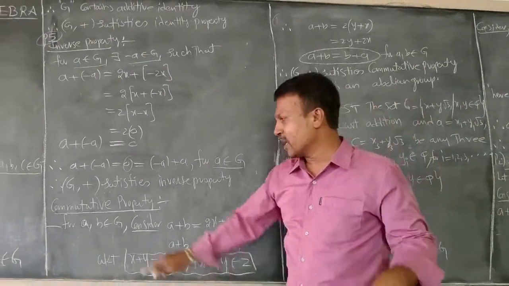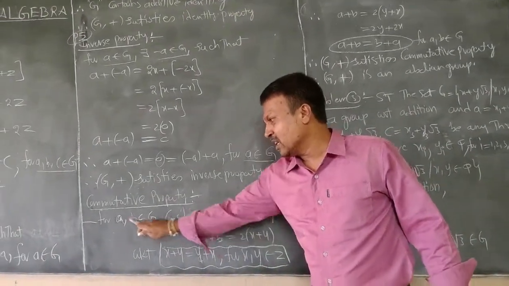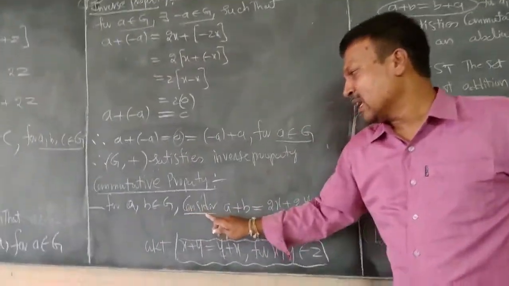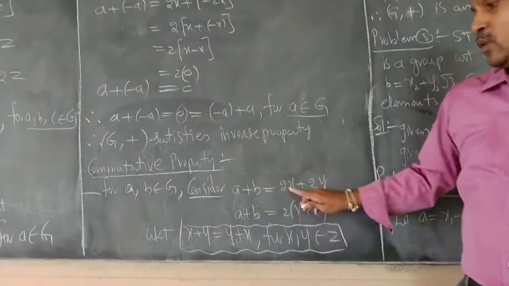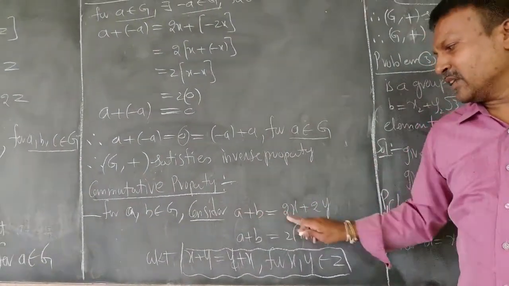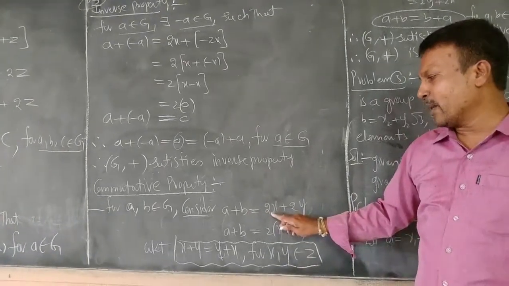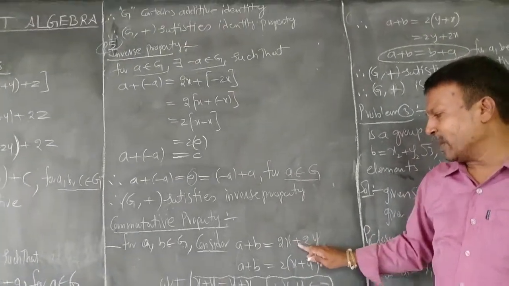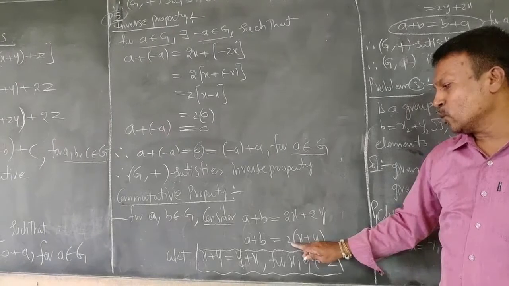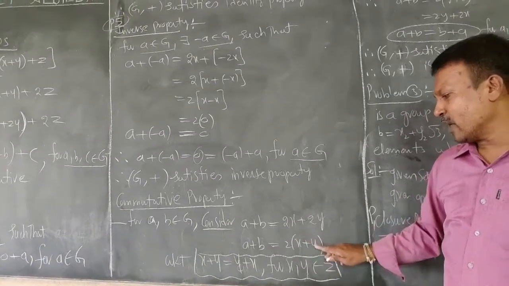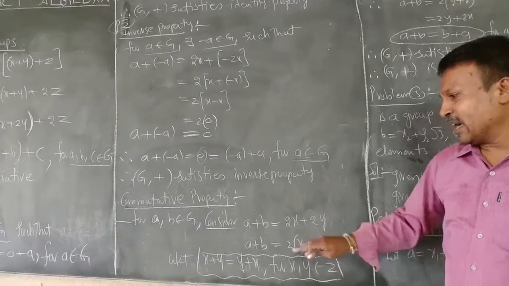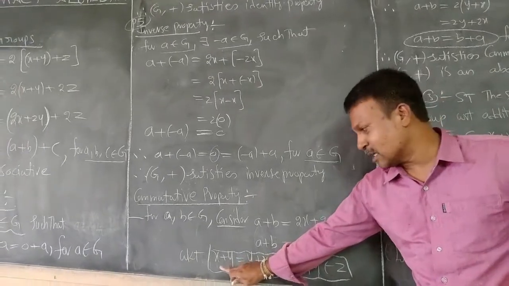So, here I have taken 2 elements from our set G. Therefore, for a, b belongs to G, consider a plus b is equal to. At the beginning, a is defined as 2x and b is defined as 2y. Therefore, operating 2x and 2y with plus: 2x plus 2y. Taking 2 common out, 2 times x plus y. Here x plus y should be taken separately, and we have to consider this x plus y.